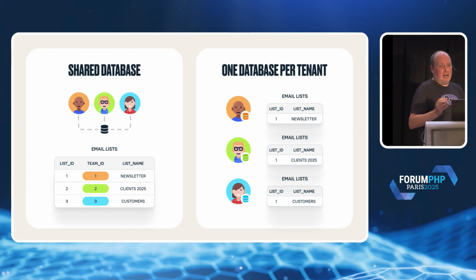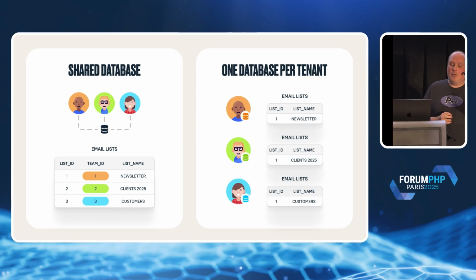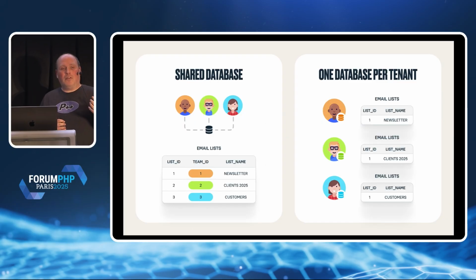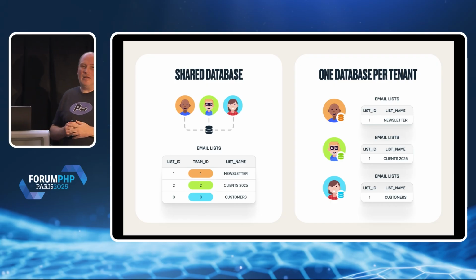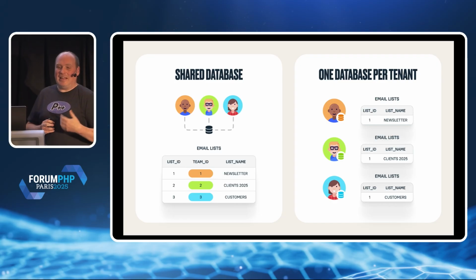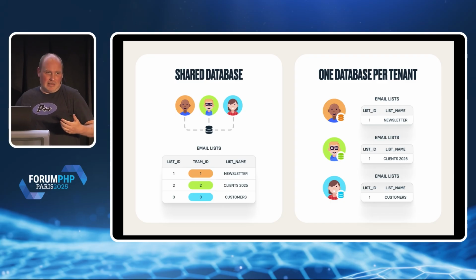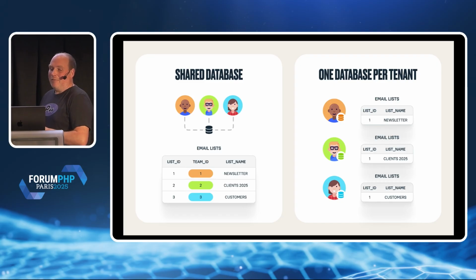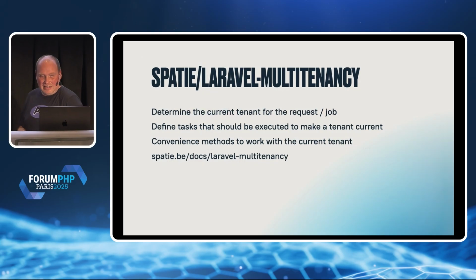So these are basically two of the possible options you could choose to implement multi-tenancy. You could have a shared database where everything for all of the users is in the same tables, and you just slap on a team ID, and that's how you know for which team a row belongs. Or you could go a little bit further and have one database per tenant, and each database has all of the tables, and you isolate all of the information that way.